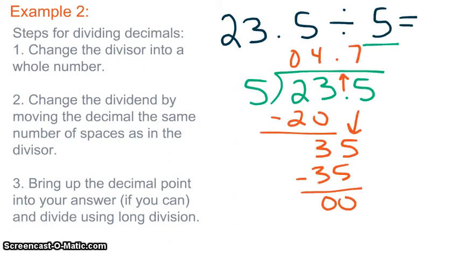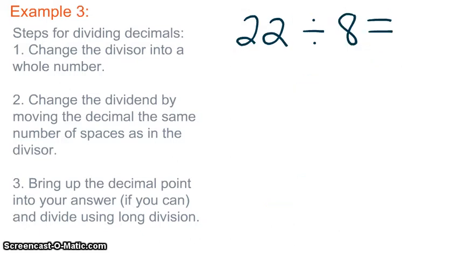As you can see, I went through my steps of long division, and I got a final answer of 4.7, or 4 7/10. And the reason that I know I have my final answer is because I have a remainder of 0 down here at the bottom of my long division problem. So once again, 23 5/10 divided by 5 would give me a final answer of 4 7/10.